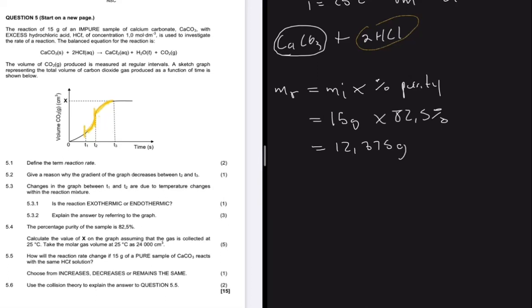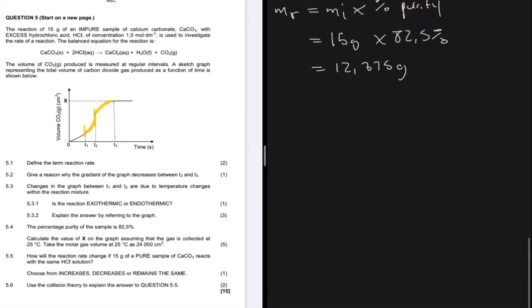So that's the mass of calcium carbonate that reacted. And now I can convert this mass to the number of moles. And then from there, I can find the number of moles of CO2 produced, which will let me find the volume, which is the X we are interested in. So we know that the number of moles equals the mass divided by the molar mass.